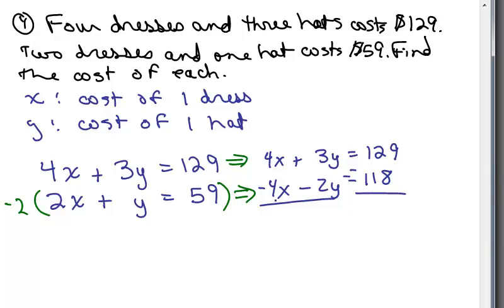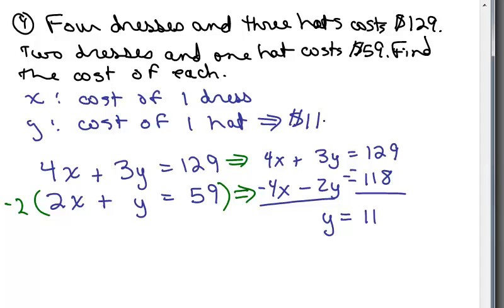All right, so this is kind of cool. On the left-hand side, when I add both sides, I just get y. So I'm going to be able to solve for y pretty quickly. 129 minus 118 is, let's see, is that 11? Maybe that's just 11. What was y? That was the cost of the hat. So the cost of a hat right here will be $11 if I did that right.